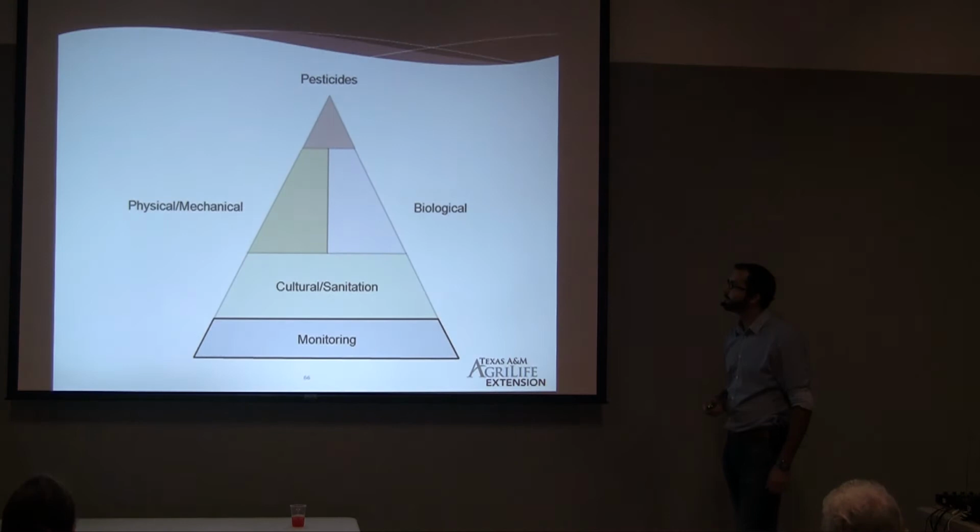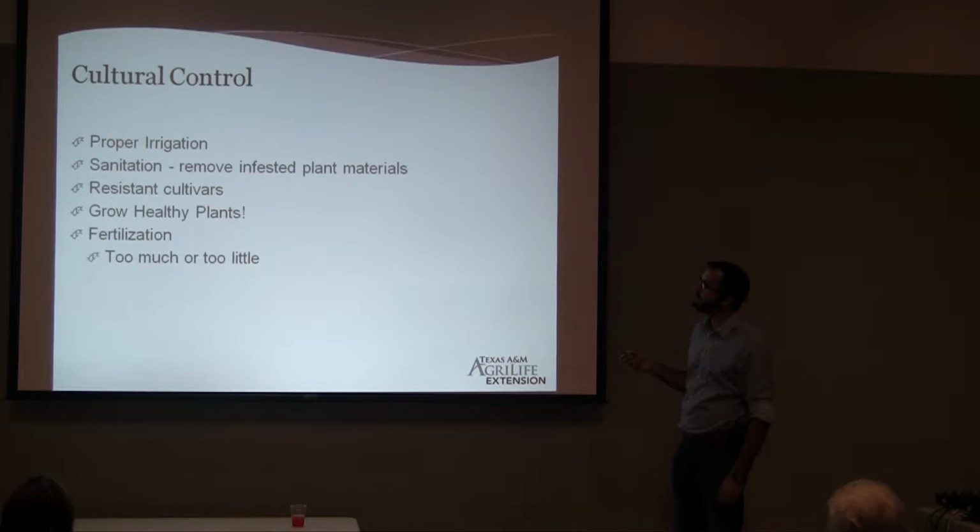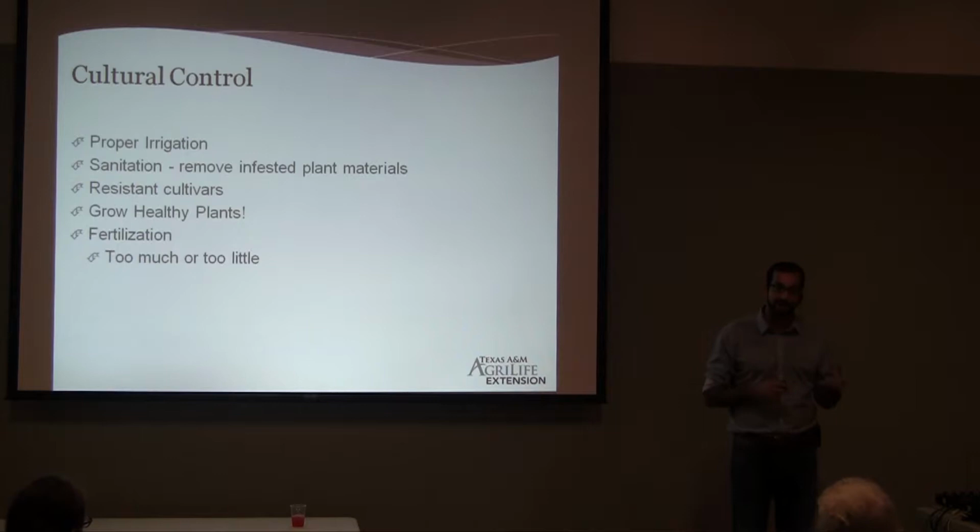All right, so that was monitoring. We've kind of gotten a good idea of some of those main pests and how to look for them. Now, some good cultural and sanitation practices. Some of them include proper irrigation. So you want to make sure you're not overwatering or underwatering, because anytime you have plant stress, that actually makes that plant more desirable for some of these plant pests. So that is actually a critical component.